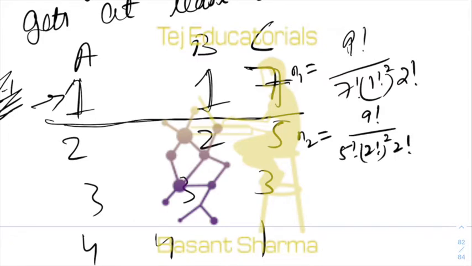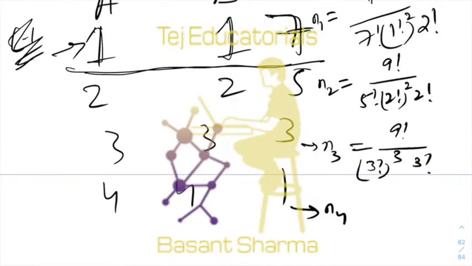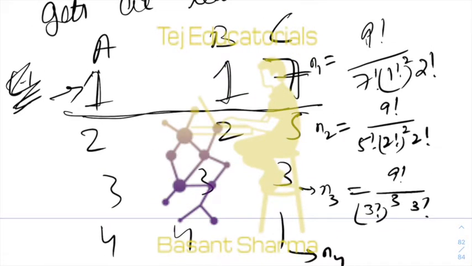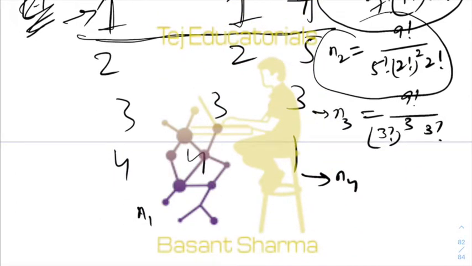All right, then n3, similarly you can calculate, this is 9 factorial upon 3 factorial cube into 3 factorial, and similarly n4 you can calculate. Now you have formed the groups, that is which object will go into which group, that possibilities you have taken care of in these n1, n2, n3 and n4. Once you have formed the 3 groups, now you want to distribute those 3 groups amongst 3 persons.